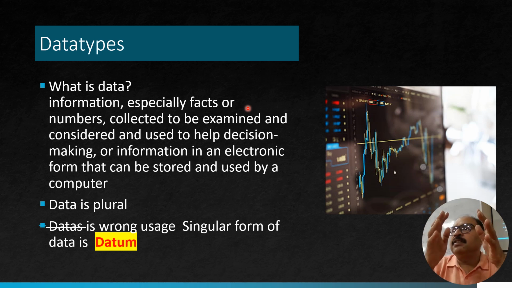Each of these has different types of values. For example, name will contain strings, marks will contain float values, decimal numbers. So data types means the different types of information that you are going to save in a program or utilize in a program.